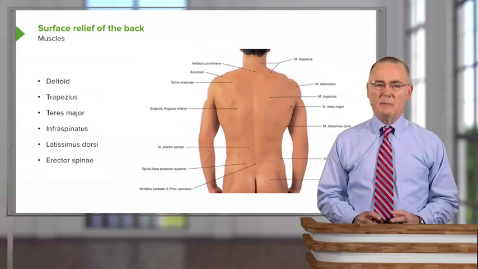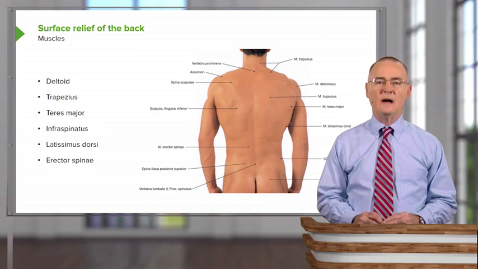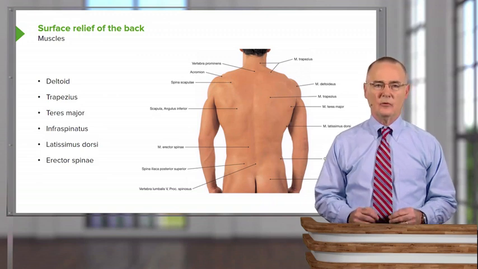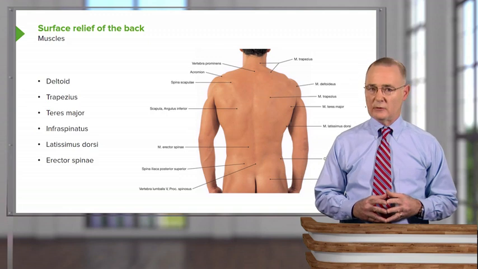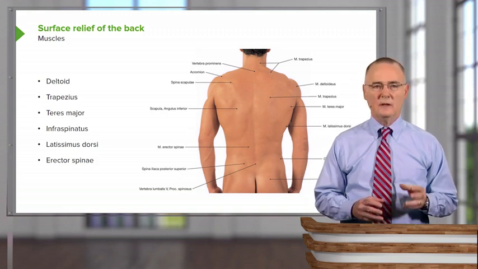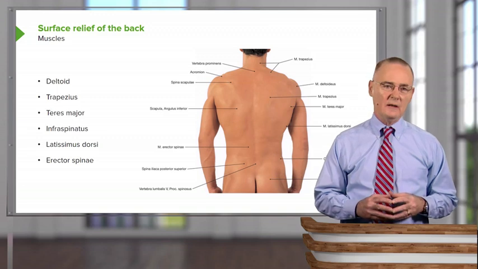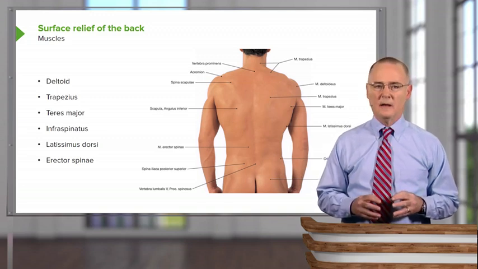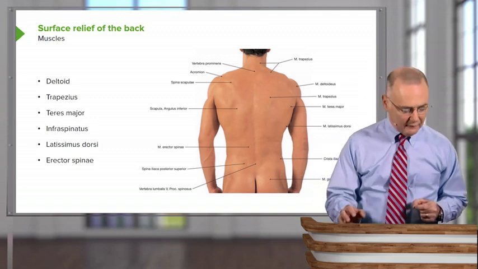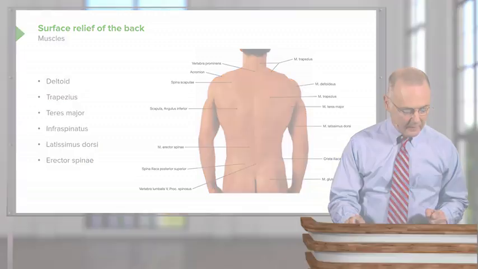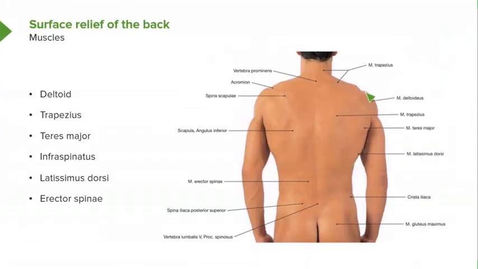Same image, but this image is representing the contributions of muscles of the back to surface relief. And as you can see here, we'll have a contribution from the deltoid, trapezius, teres major, infraspinatus, latissimus dorsi, as well as the erector spinae. So let's take a look at the relief provided by these particular muscles. Here we see a nice contour to the shoulder. This is provided by the deltoid muscle.